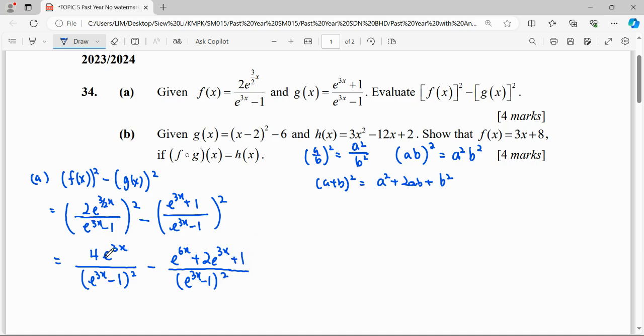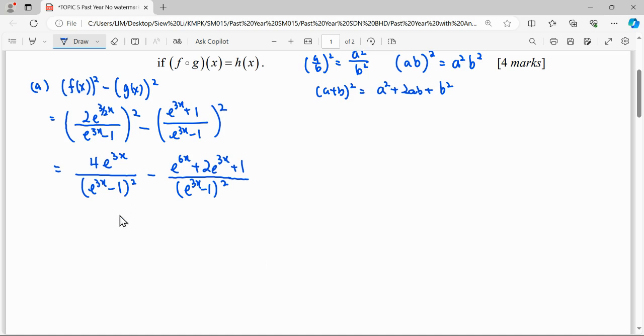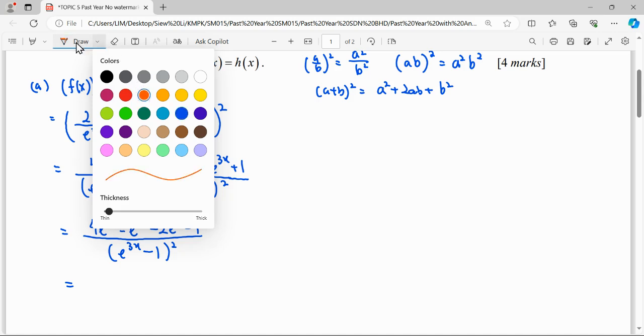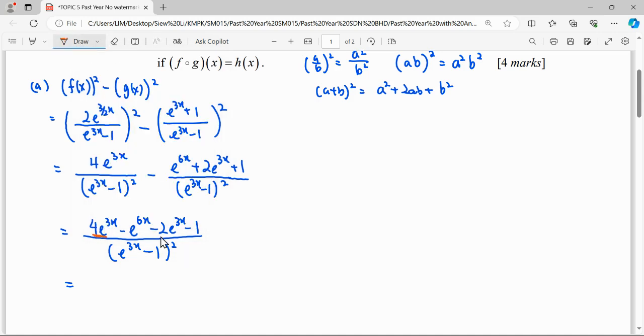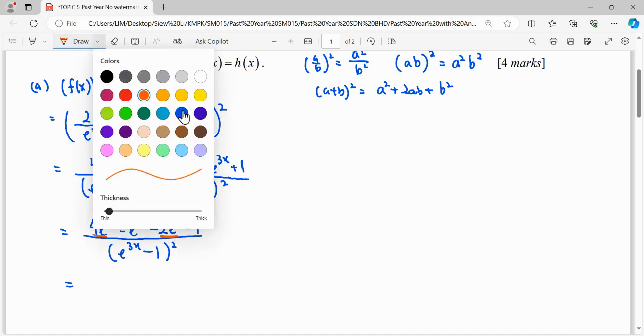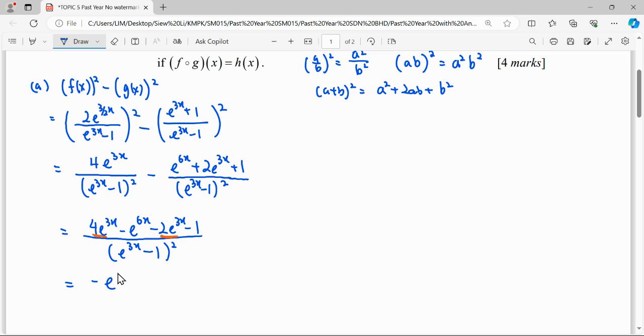So we expand this so that we can simplify with f(x). Lastly, we have to simplify to the simplest form. We get the same denominator, e^(3x) minus 1, squared. So here we have 4e^(3x) minus e^(6x) minus 2e^(3x) minus 1. Then you can notice here we have the same term, e^(3x), doing the operation of minus. You will be remaining with 2e^(3x) minus 1.